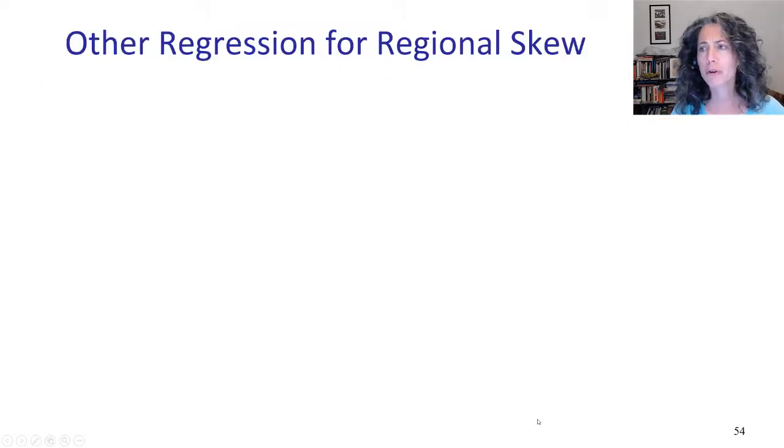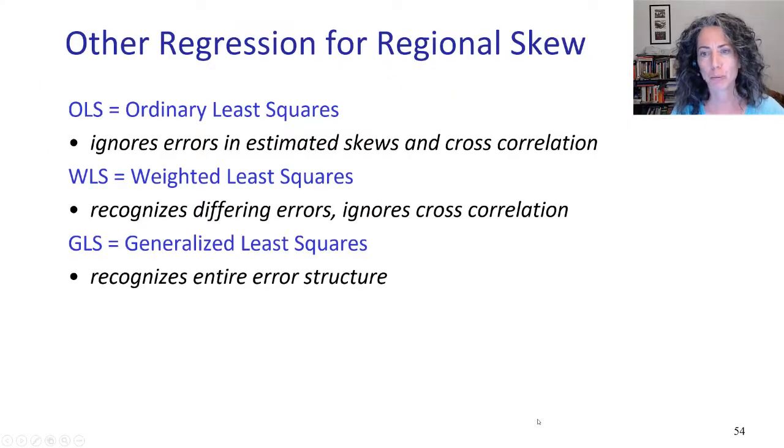So there are other types of regression that can help with some of those assumptions. Ordinary least squares regression is going to ignore the errors in the estimated skews, and it's going to ignore any cross correlations that exist. There's a method called weighted least squares that will recognize the differing errors that come from the different mean square error of the station skew estimates based on different record lengths. But weighted least squares will ignore the cross correlation. Finally, there's generalized least squares, which recognizes the entire error structure, and that's probably the most promising approach.